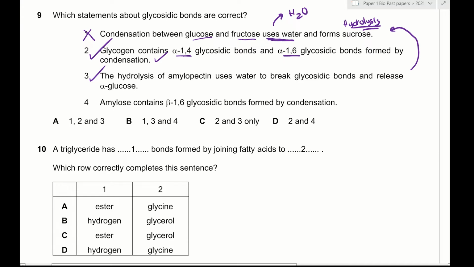4. Amylose contains beta 1 to 6 glycosidic bonds formed by condensation. First of all, amylose contains alpha 1 to 4 glycosidic bonds. It does not contain 1 to 6 at all because it is not branched. Amylopectin is what contains alpha 1 to 6 glycosidic bonds, so not even beta. Therefore, the correct answer is 2 and 3, and the answer is going to be C.